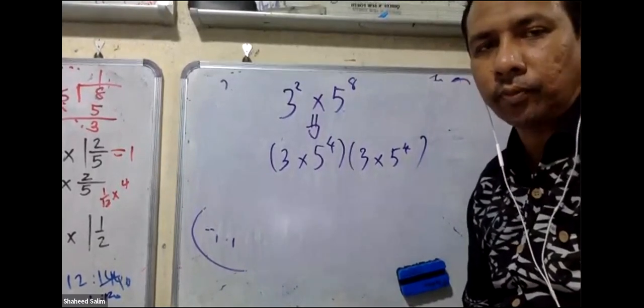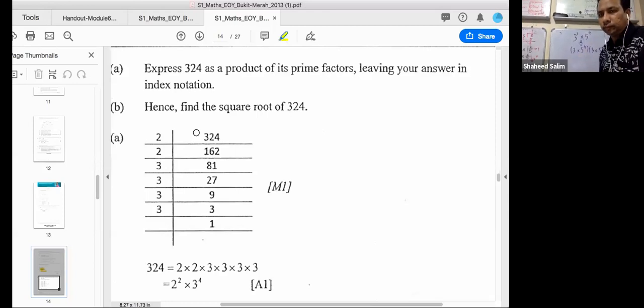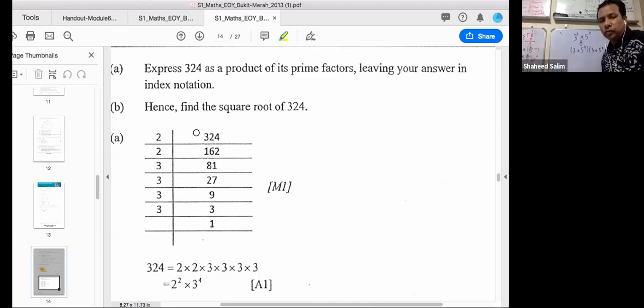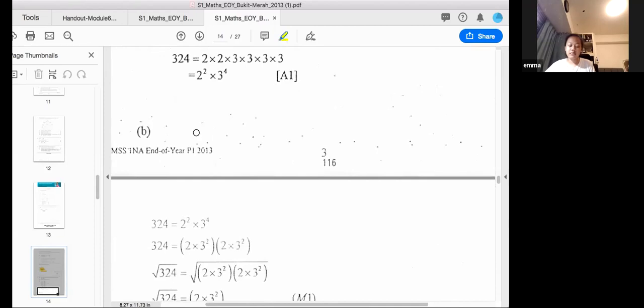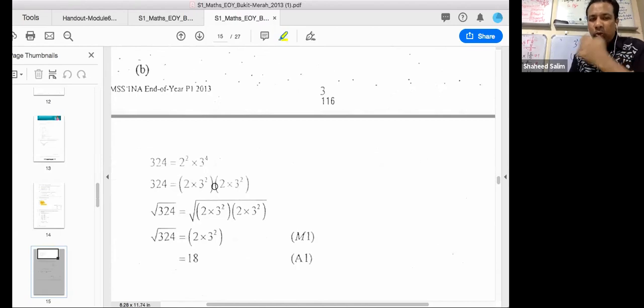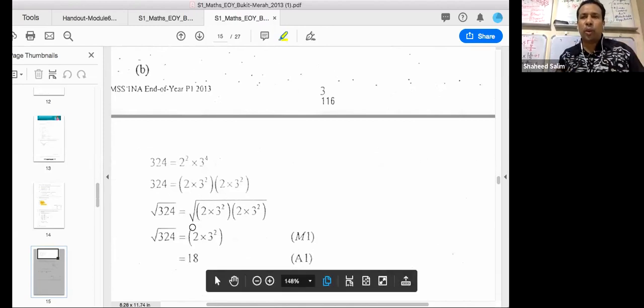So your answer is? 18. 2 times 9. Okay, correct. 18. Let us see. We did it, right? Can you see how they have done? You split it into 2 brackets of the same number. The last time the question we did is that number cannot be square rooted. Now they are giving you a number that can be square rooted, so you can do it straight.